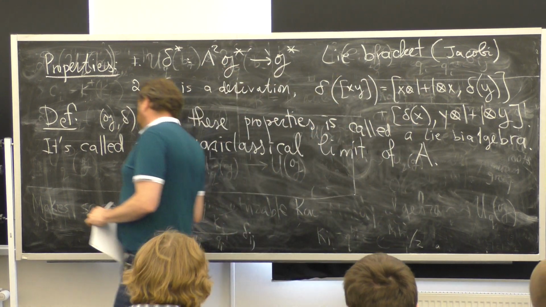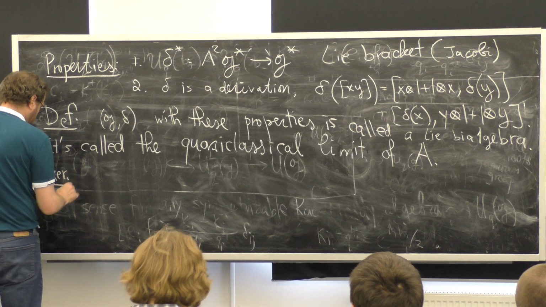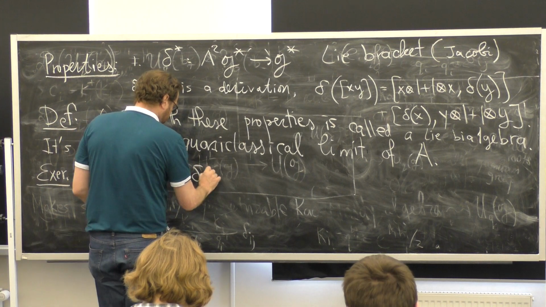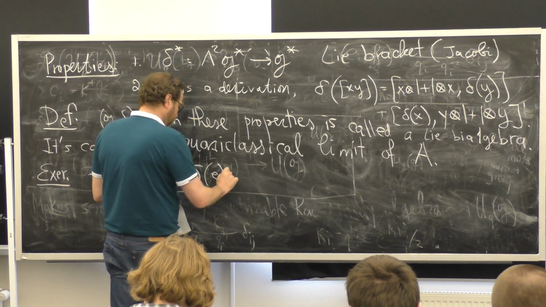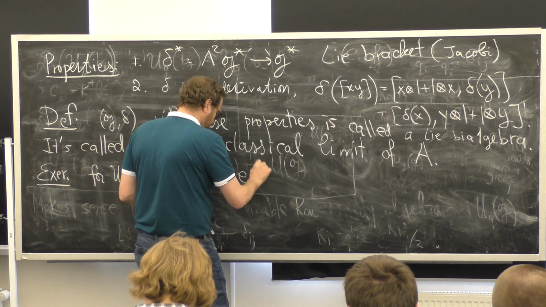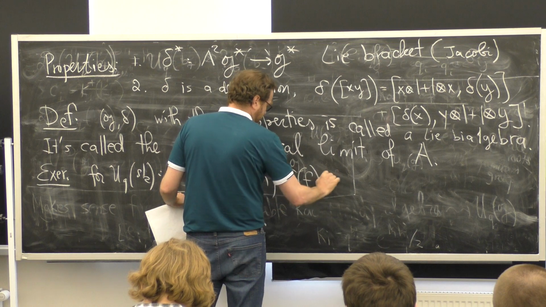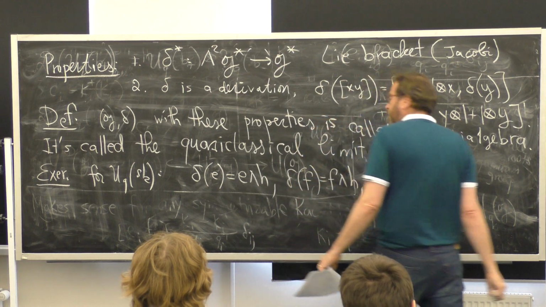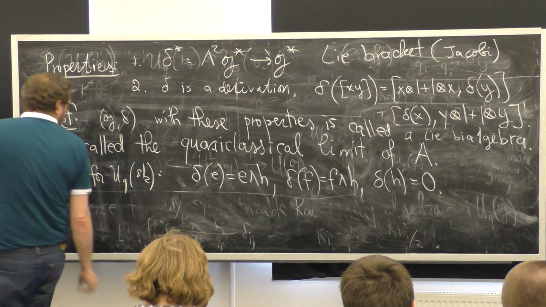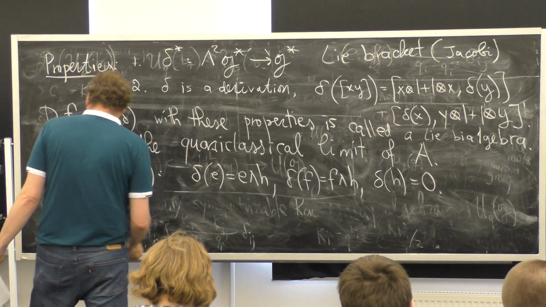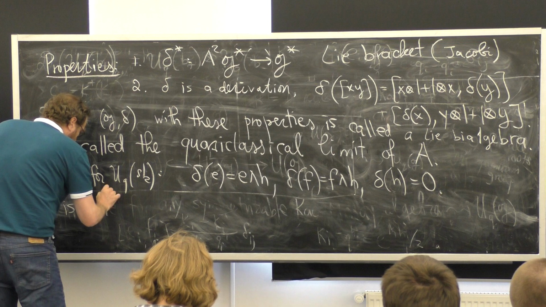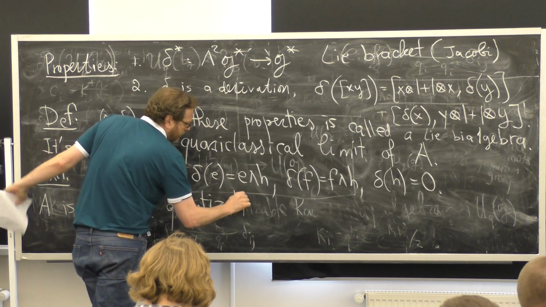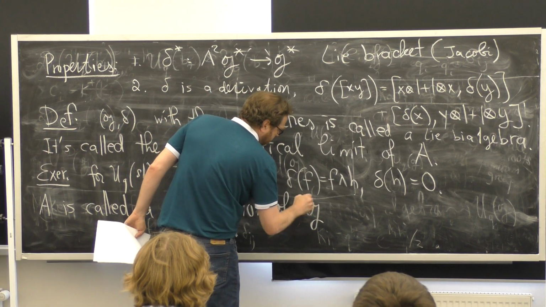So here is an exercise to compute this for quantum SL2. So you're supposed to get delta, and it's going to be delta of E, well, up to signs, it's going to be E wedge with H. Delta of F is going to be F wedge with H. And delta of H is 0. And also A is called a quantization of this Lie bialgebra.